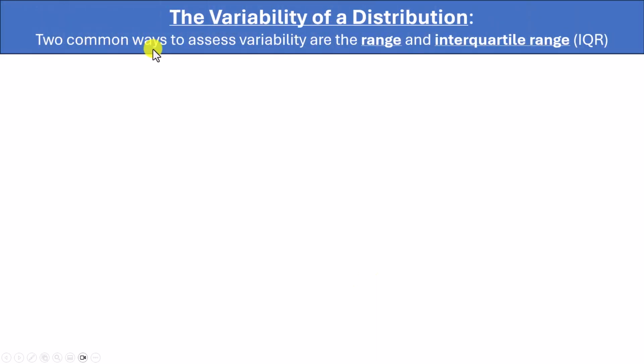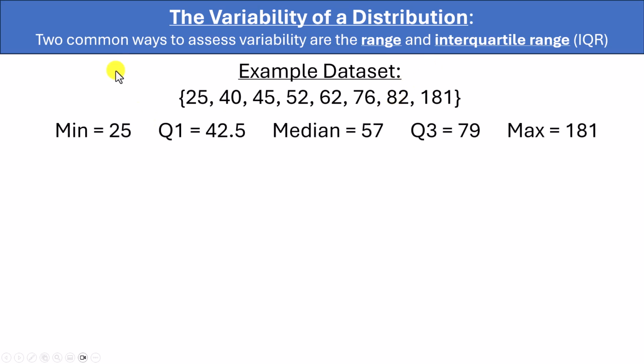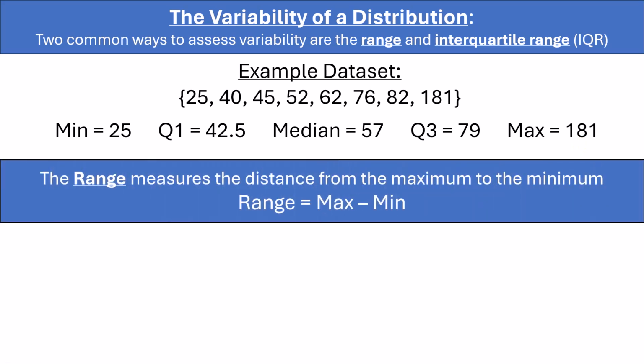First, let's talk about the variability of the distribution. Two common ways to assess the variability or spread of the distribution are the range and interquartile range. Here's an example dataset that we used in previous videos. The 5-number summary is 25, 42.5, 57, 79, and 181. The range measures the distance from the maximum value to the minimum value and can be found by taking the maximum and subtracting the minimum. In our case, we can take 181 and subtract 25 to get 156. This tells us that the distance from the smallest value to the largest value is 156.